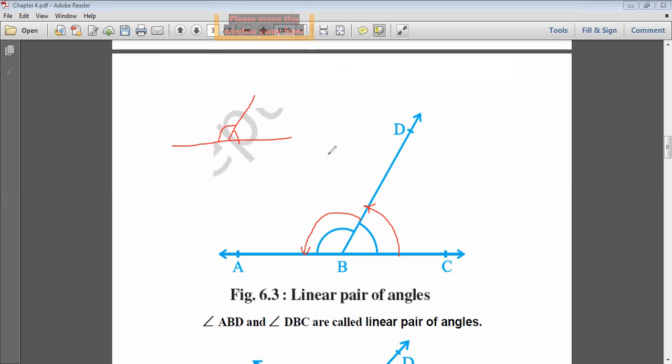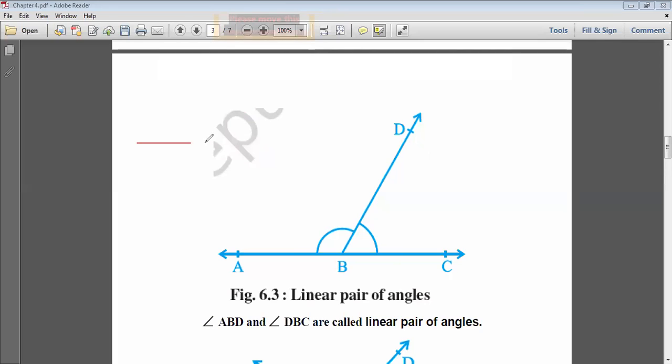Okay, now are you clear how the name is coming? Because there is a straight line. We know that a straight line has an equation, a linear equation, right? And then a line cuts it. Then what happens? We get two angles. One angle is this one and the other is this one. So we get a pair of angles. That's why it is called a linear pair of angles.